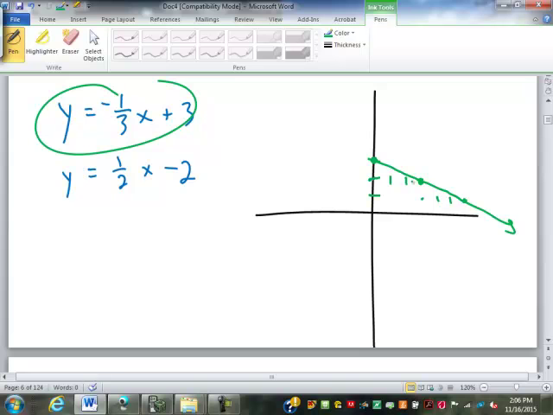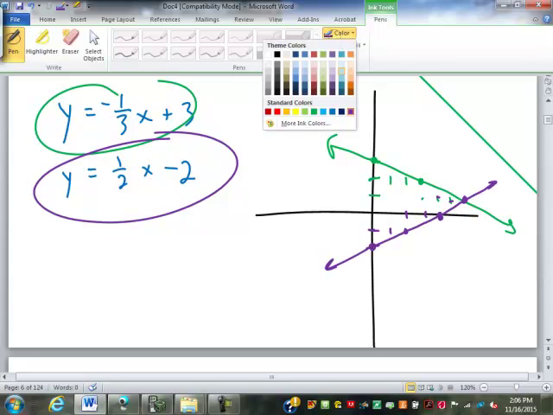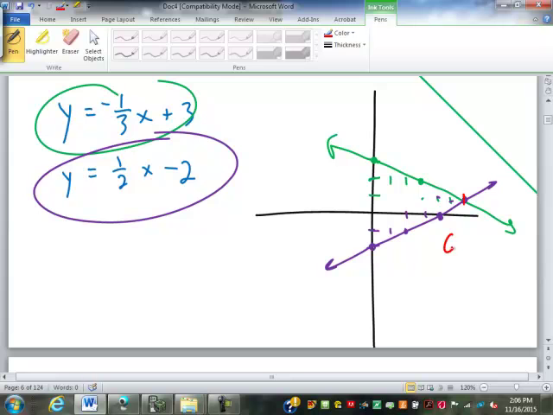Second one, where do we start? Negative 2, and from there we go up 1 over 2, and I'm going to do it again, up 1 over 2, and one more time, up 1 over 2. There we go. And they do cross right there at 6, 1.